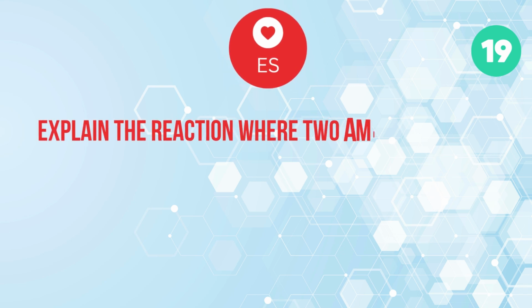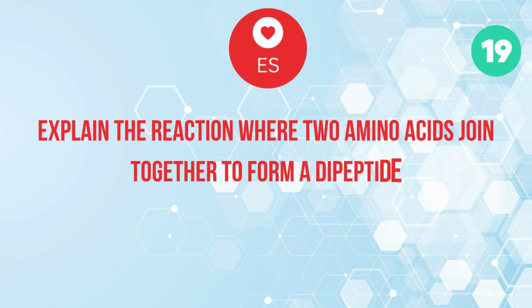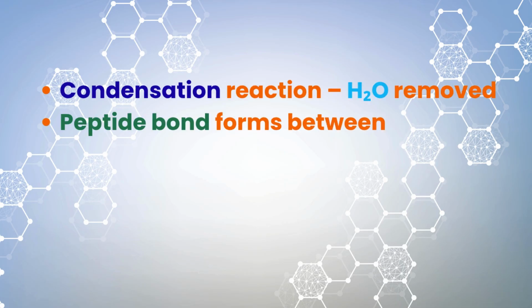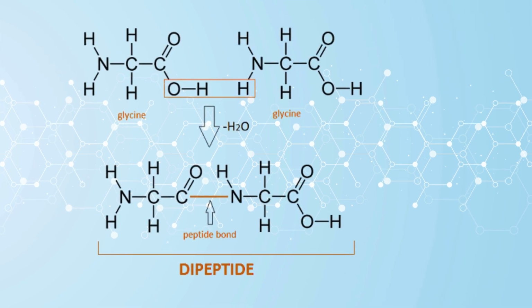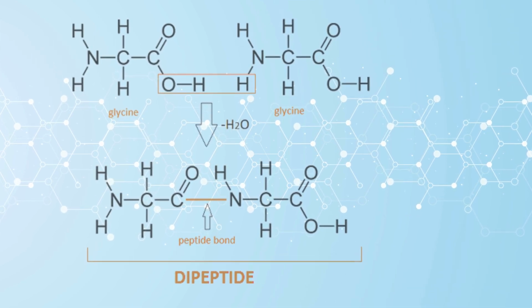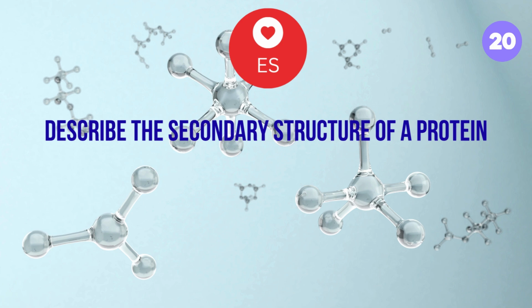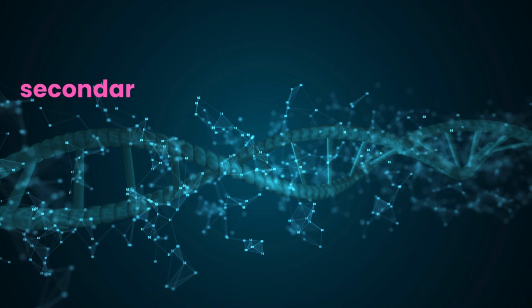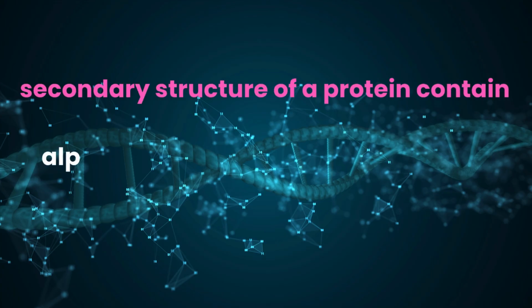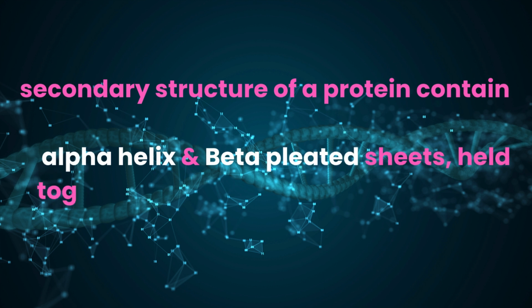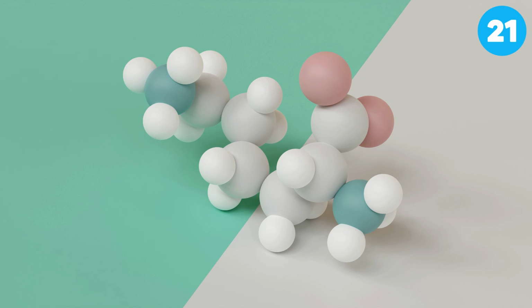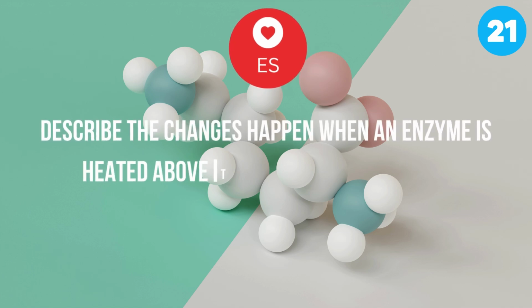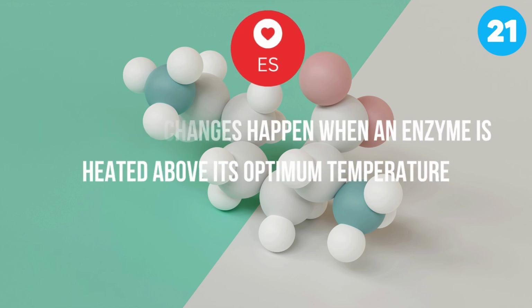Explain the reaction where two amino acids join together to form a dipeptide. Condensation reaction where water is removed. Peptide bond forms between carboxylic and amino group. Dipeptide is formed. Describe the secondary structure of a protein. Secondary structure of a protein contains alpha helix and beta pleated sheets, held together by hydrogen bonds between the amino acids. Describe the changes that happen when an enzyme is heated above its optimum temperature.